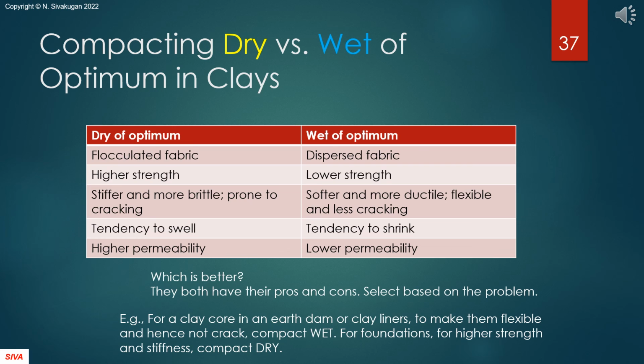In clays, whether the compaction is carried out dry or wet of optimum can make a big difference in the geotechnical behavior of the compacted soil. Depending on the situation, we select the target moisture content right and specify a narrow range with 1 or 2% on either side.